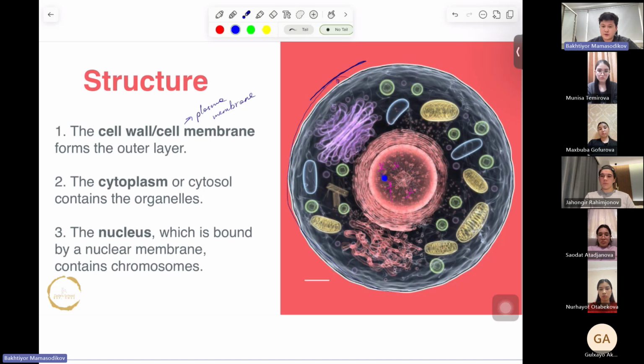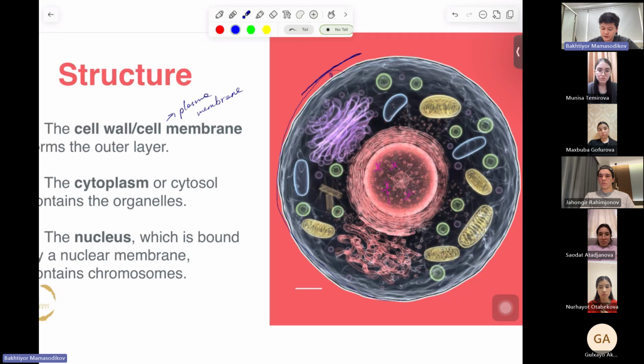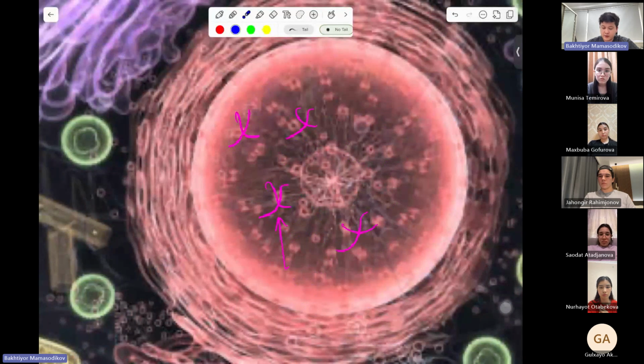And the nucleus, as you said before, is the control center of the cell. It's surrounded by the nuclear membrane. It controls all processes happening inside the cell. Okay, and inside the nucleus we have small structures also called the nucleolus.